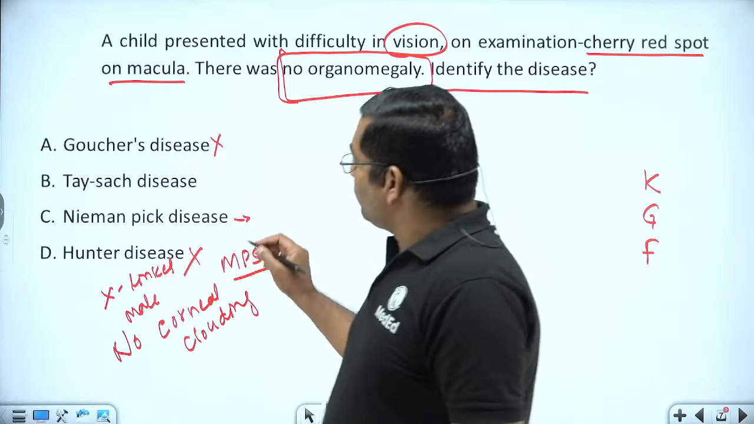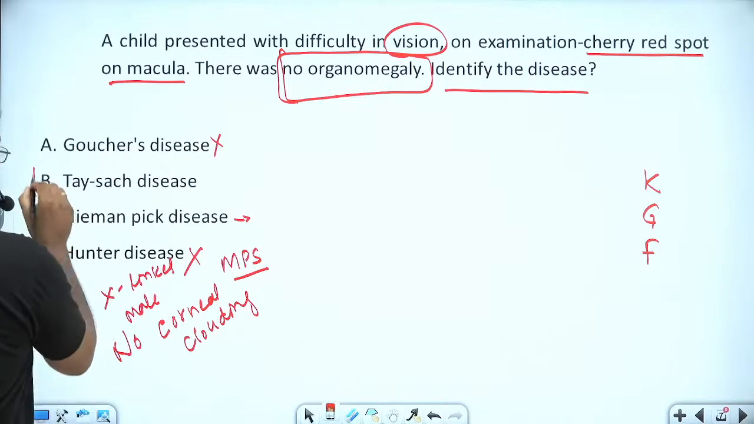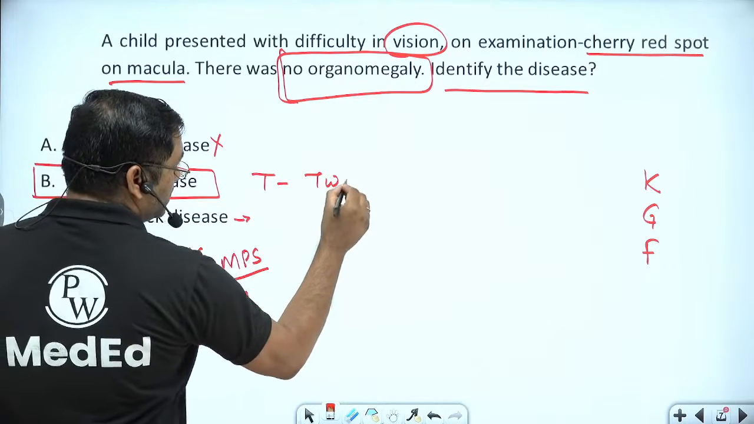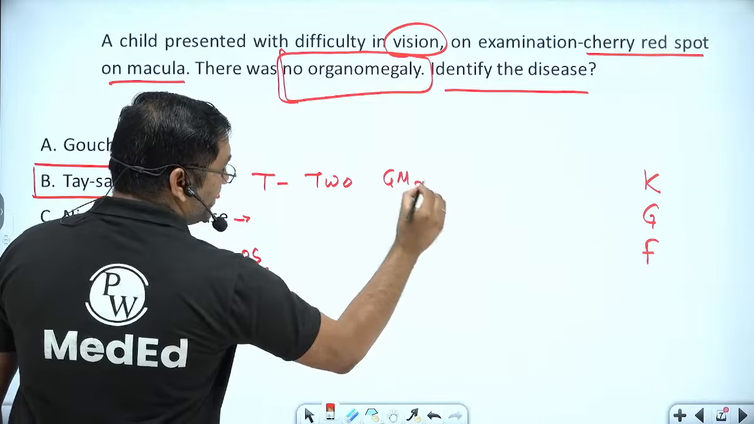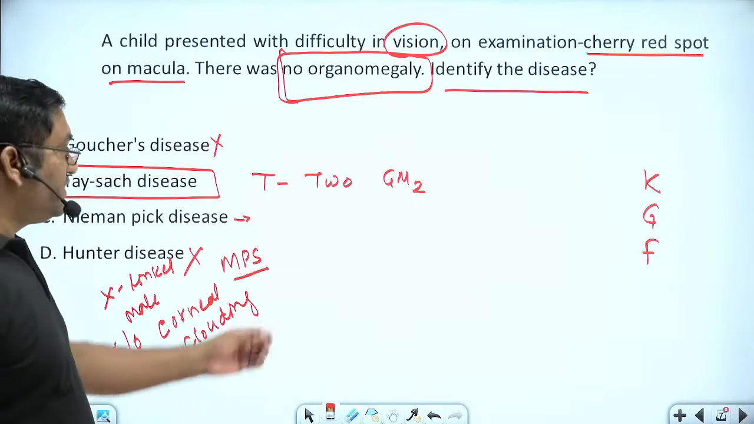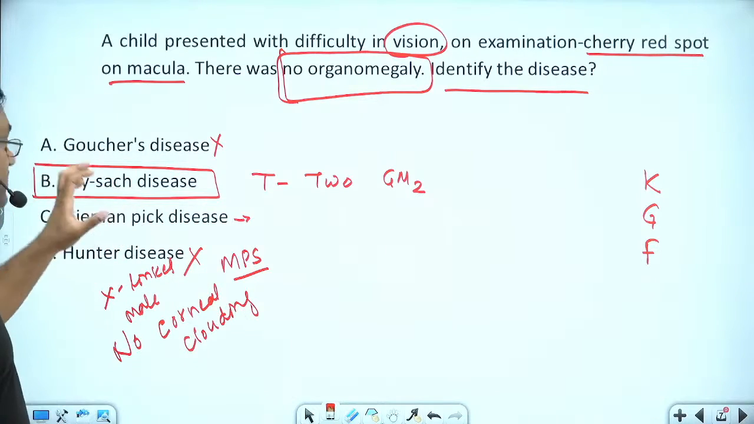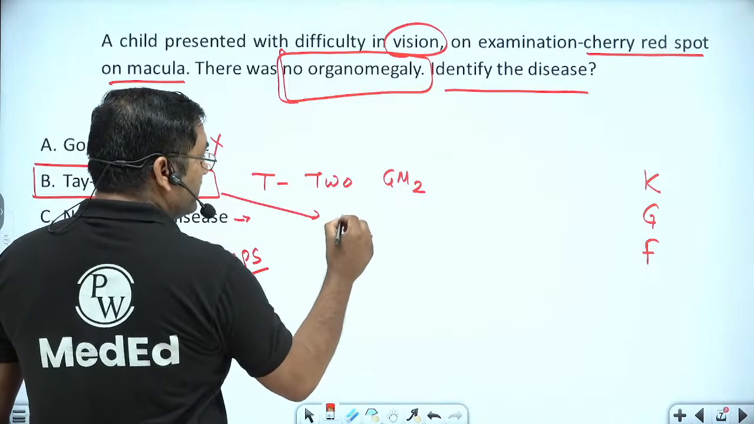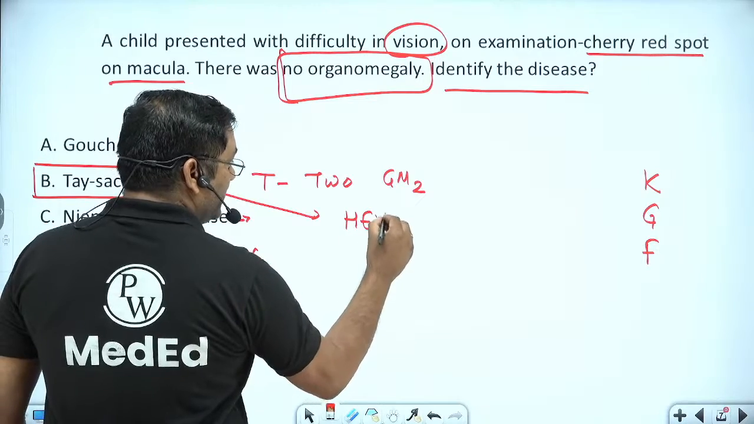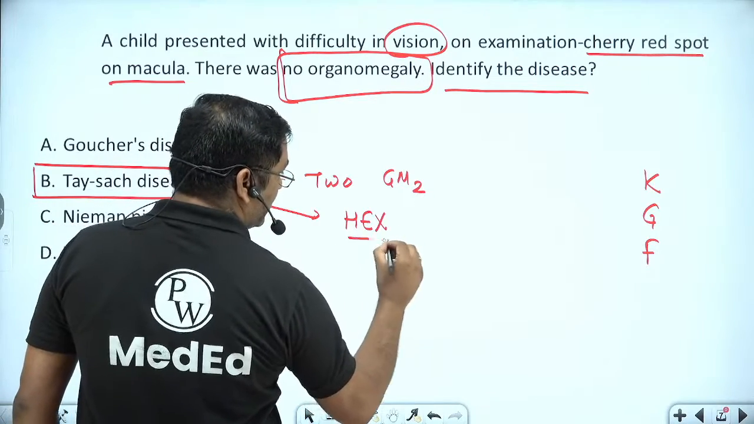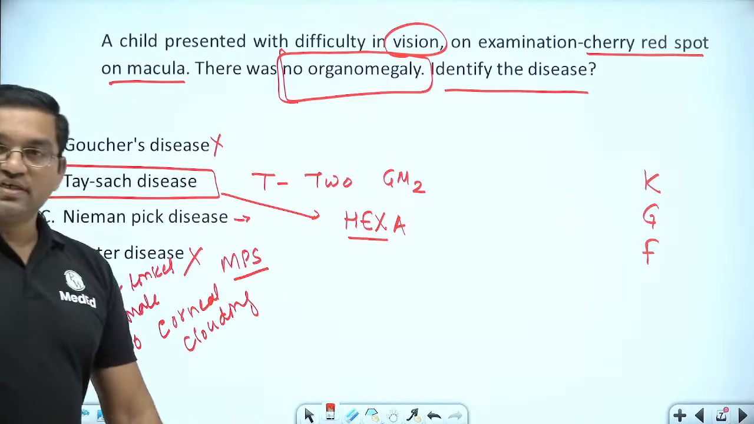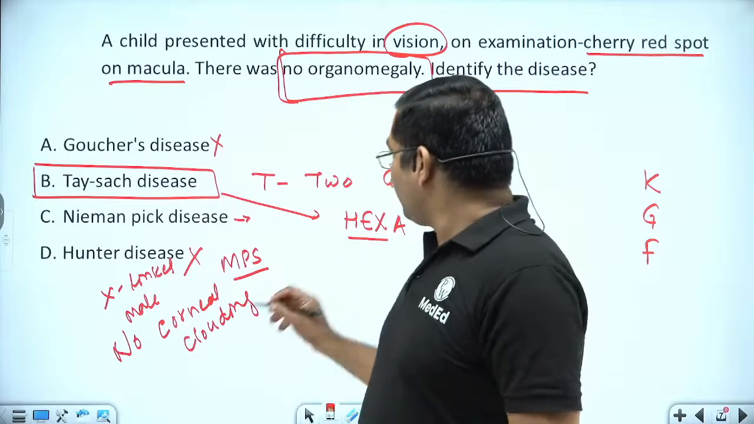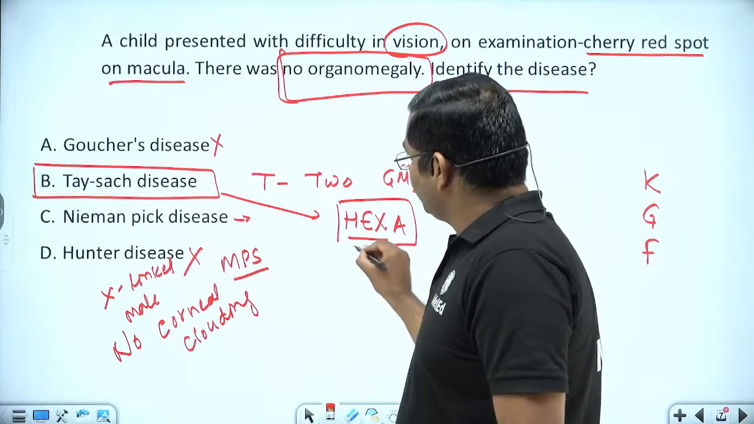Okay, and now the left one is Tay-Sachs disease. Tay-Sachs disease is a GM2 gangliosidosis, and so is Sandhoff disease. In Tay-Sachs disease, there is defect in the enzyme hexosaminidase A. Okay, hexosaminidase A, Tay-Sachs disease.